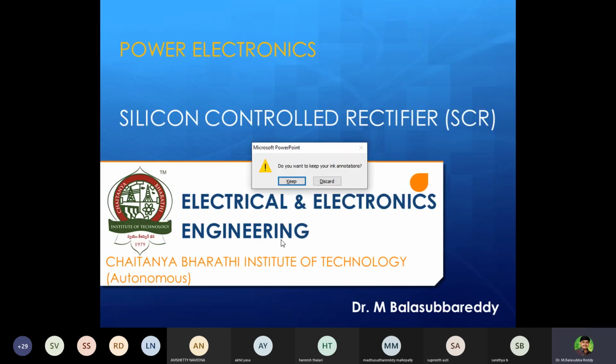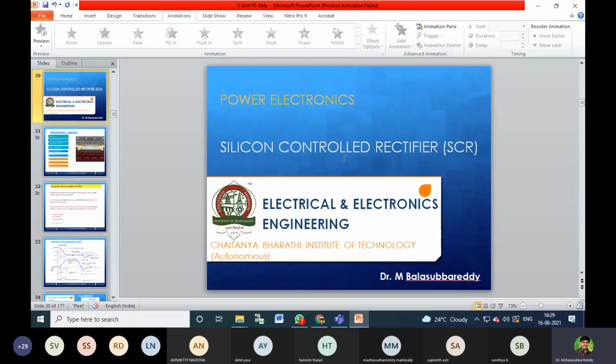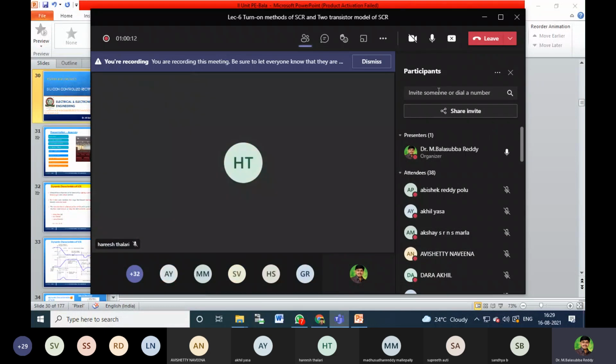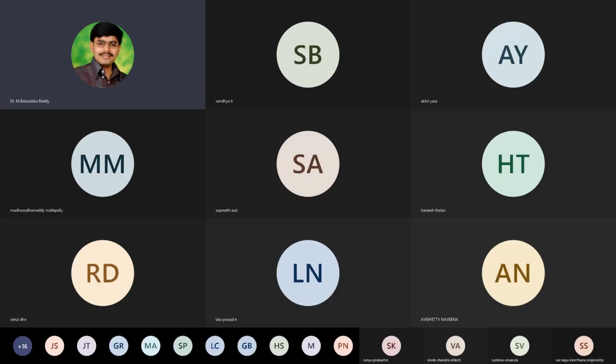So this is today's class. In the next class we'll see the dynamic characteristics of an SCR. So far what we observed is the static characteristics of an SCR, that is the VI characteristics. In the second case, what we'll do is the dynamic characteristics. Dynamic characteristics means what will happen from on state to off state, or off state to on state.